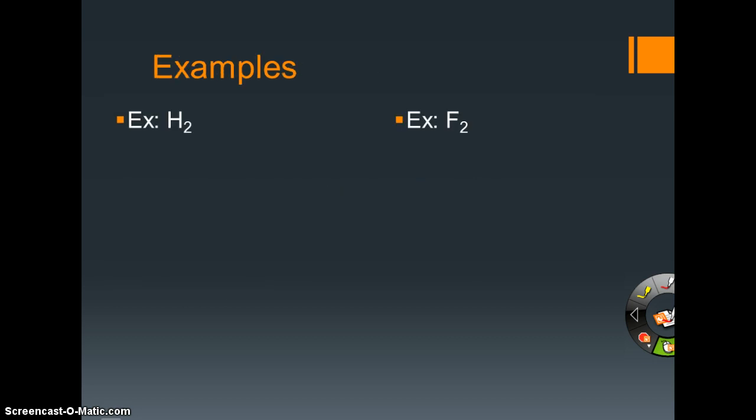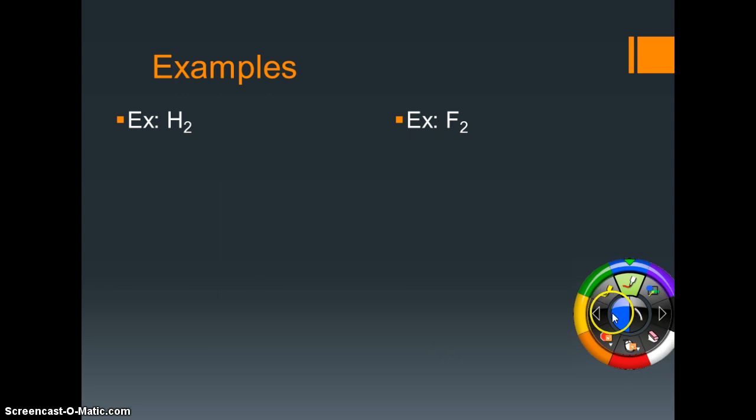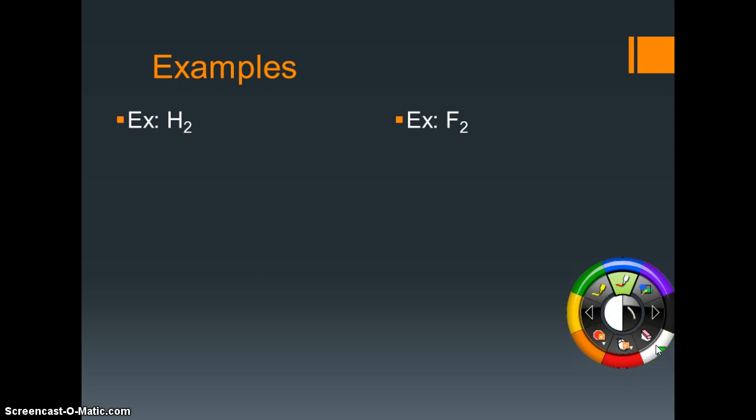So let's look at H2. H2 has two hydrogens in it, so you're going to have to draw two hydrogens. And each hydrogen has one valence electron. So now you're going to connect your free valence electrons. And that connection are the two shared electrons. So when you redraw it neatly, H2 is going to look like that.